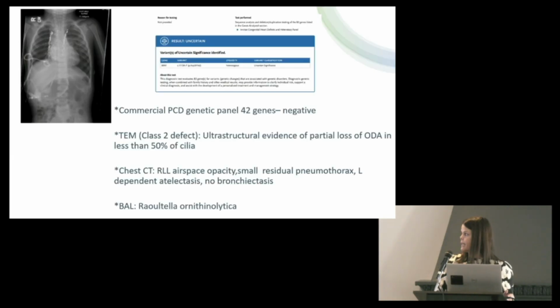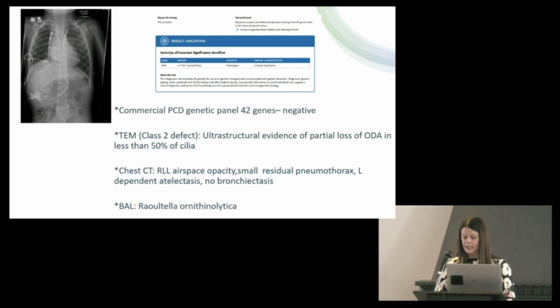Some relevant clinical data: on the left is his x-ray at the time. You cannot appreciate the lung fields very well from there, but he had some bilateral atelectasis, and his right diaphragm is elevated. The primary team had obtained a genetic congenital heart defects and heterotaxy panel that showed one heterozygous variant of unknown significance on the BRAF gene. We obtained a commercial PCD genetic testing, which at the time had 42 genes and came back negative. His ultrastructural defect was in the form of partial loss of outer dynein arms in less than 50% of the cilia, which would be a class 2 defect.